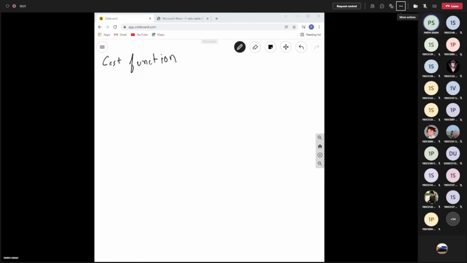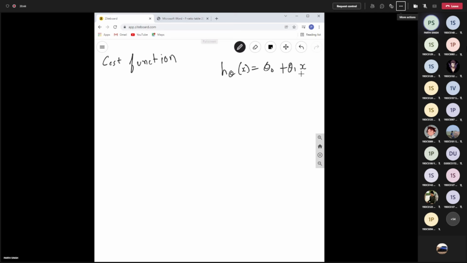In a way we have already discussed, but before that, our hypothesis, so we are going to discuss what is cost function. So our hypothesis is what? h of theta of x equals theta 0 plus theta 1 x.